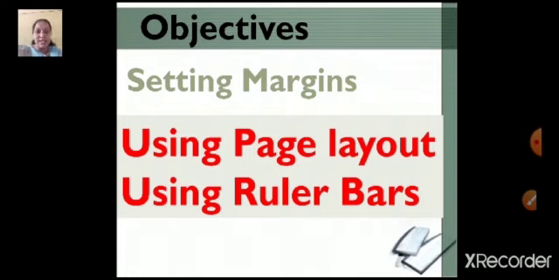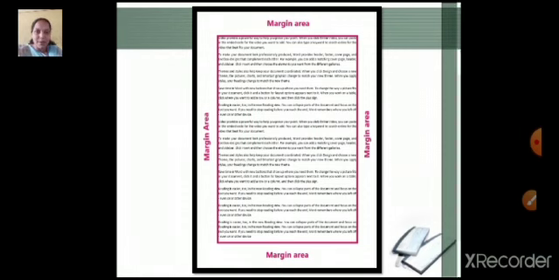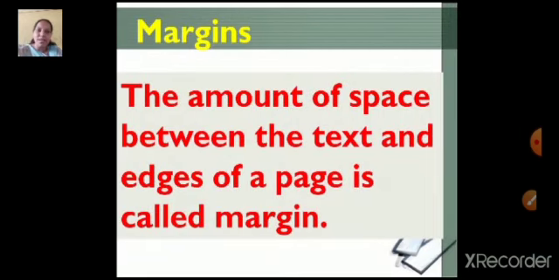Let us see how to set the margin and what is margin in MS Word document. So look at this picture children. Here you have a page which is typed in MS Word document. This picture gives you what exactly the margin is. This is the space between the edge of a paper and the text which is typed. The space which is available between the edge of a paper and text is called margin. The amount of space between the text and edges of a page is called margin.